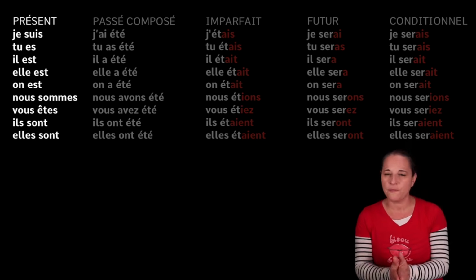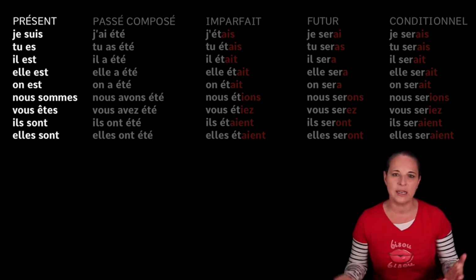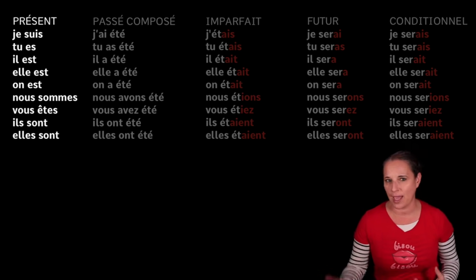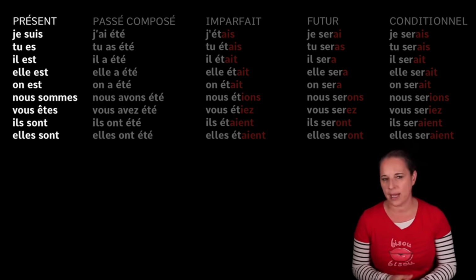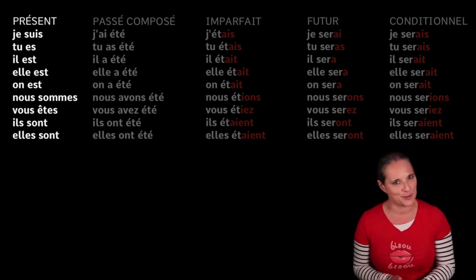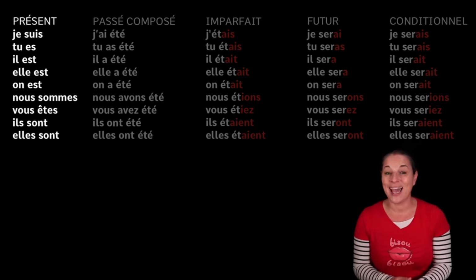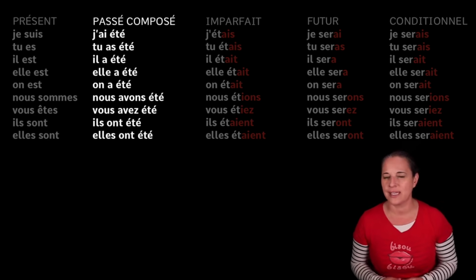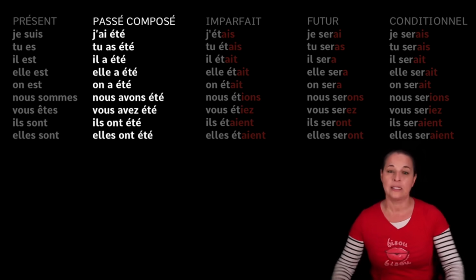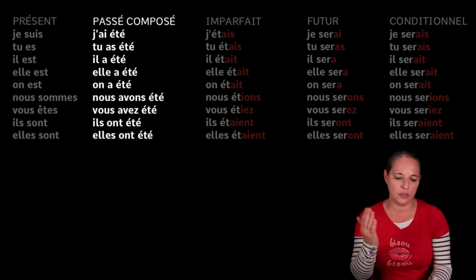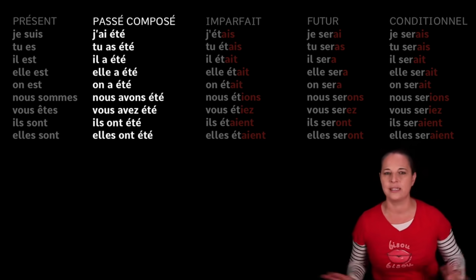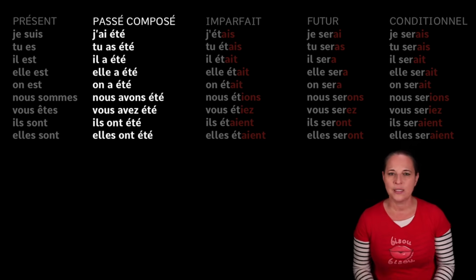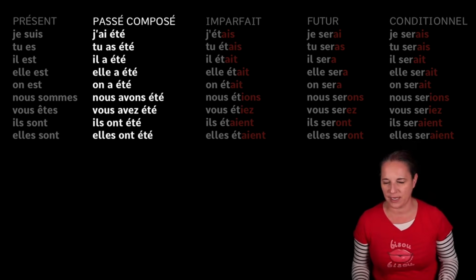Now if you're not familiar with the pronouns il and elle, or why we've got two ways of saying you and they, please refer back to my lesson on subject pronouns. Now let's have a look at what être looks like in the passé composé. We are going to learn how to say I have been. It's a past tense that is gone, done, over with, and finished. So how do we say I have been?